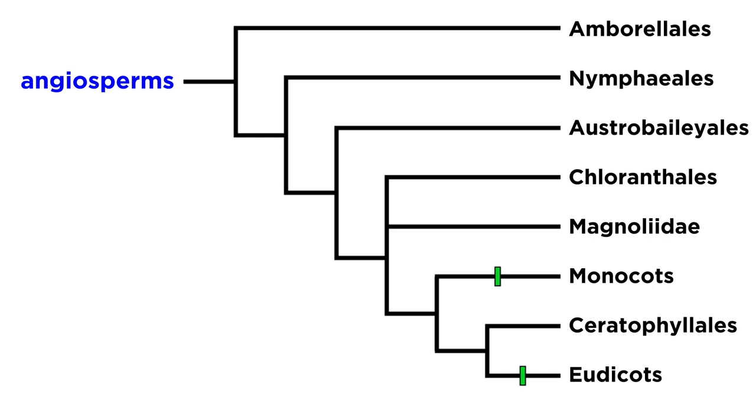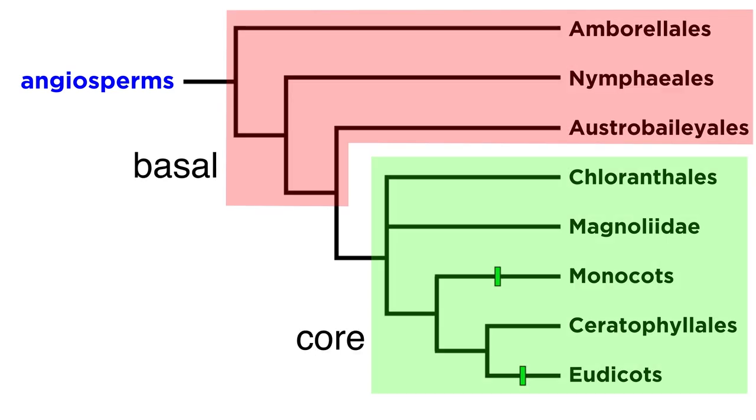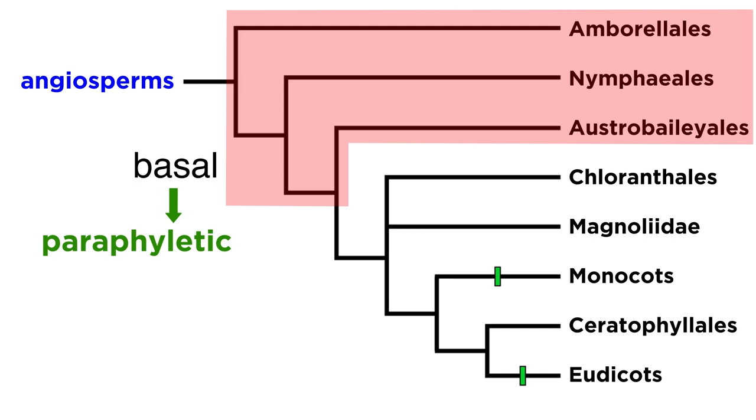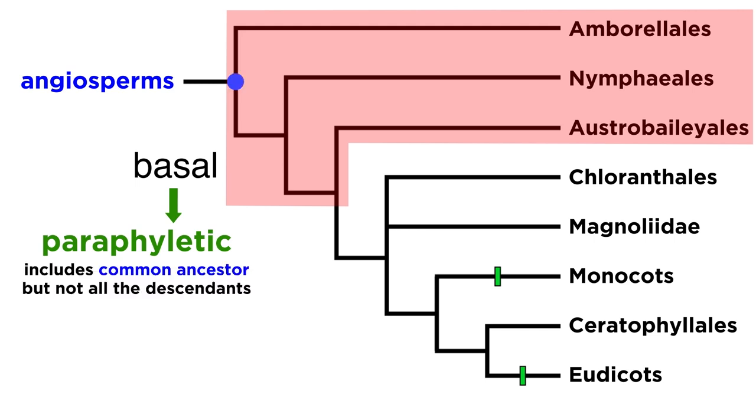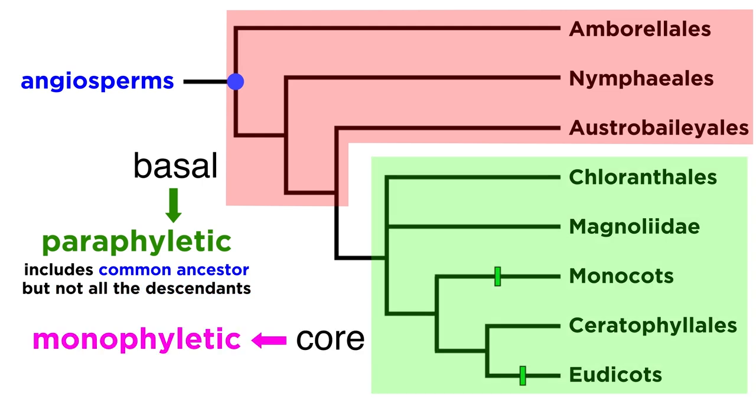Angiosperm evolution is complicated, and it's possible that our current classification may be rewritten someday. However, current cladistical modeling indicates that they can be broadly separated into basal and core groups. The basal angiosperm clade is paraphyletic, meaning that it includes the most recent common ancestor of all the organisms, but does not contain all of the descendants of that common ancestor, as opposed to being monophyletic, which would mean that it does contain all the descendants of the most recent common ancestor.